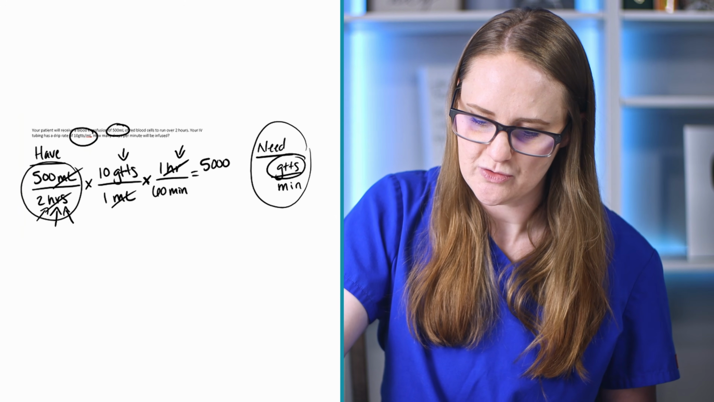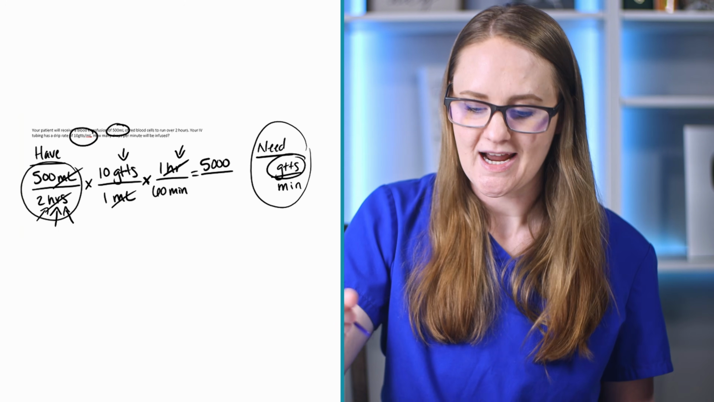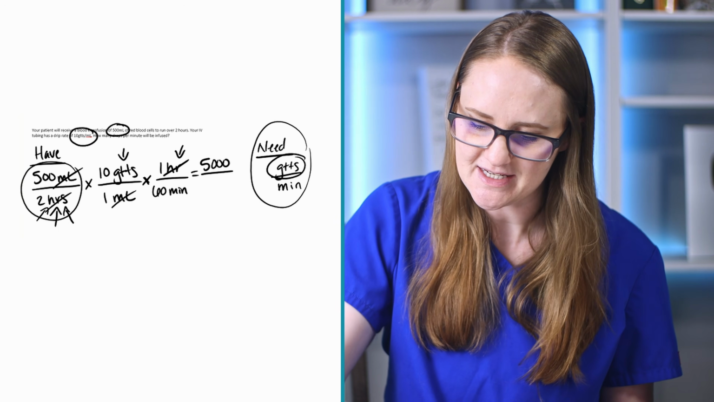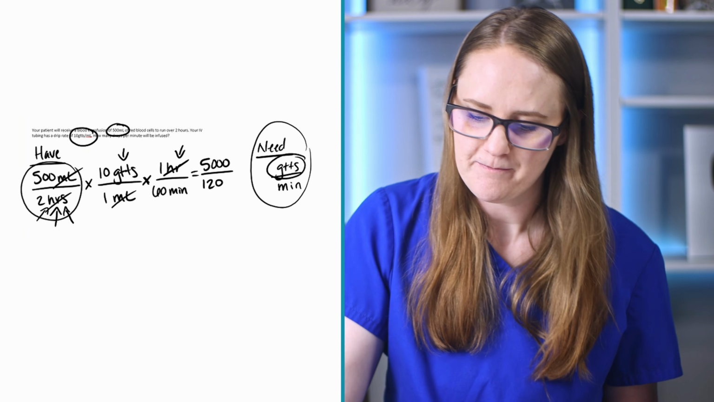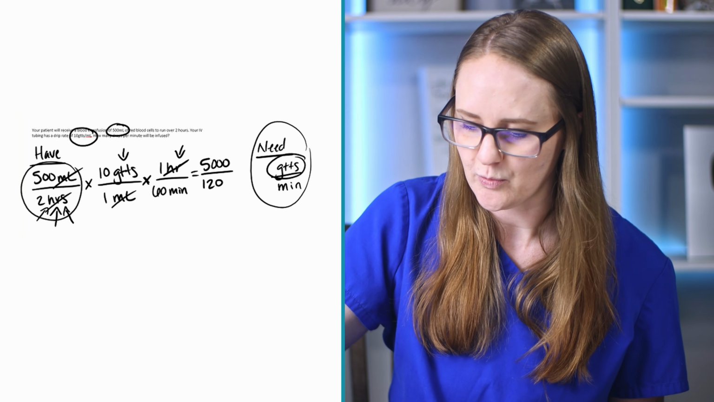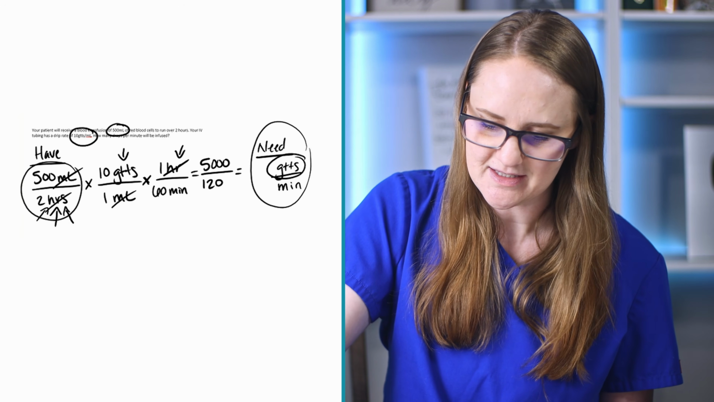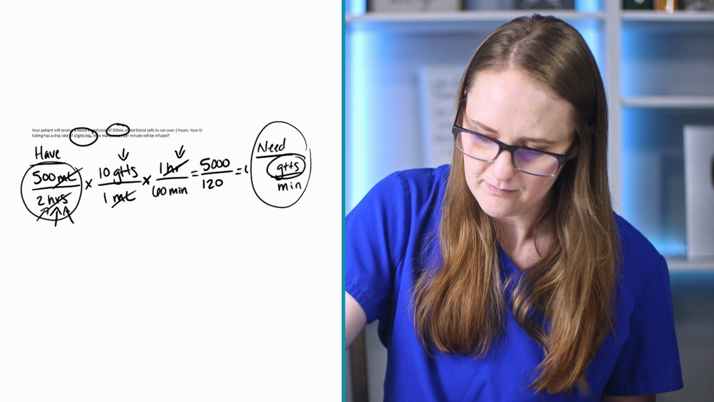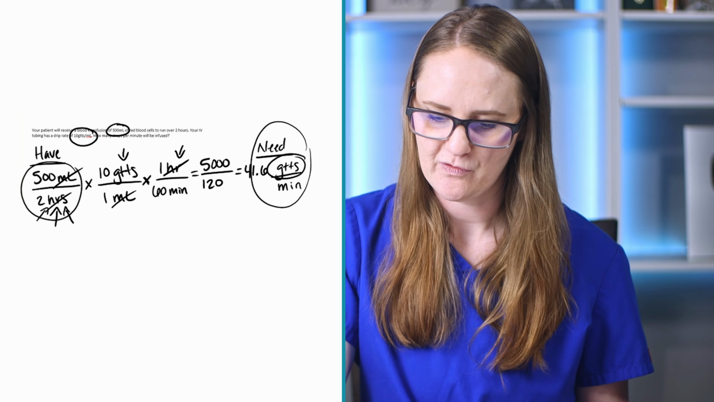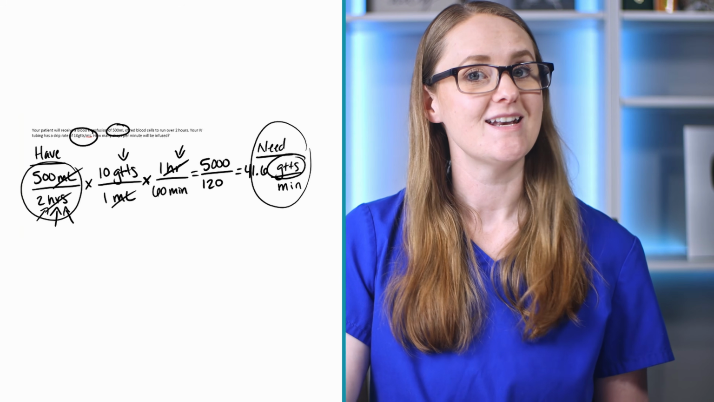5,000. 1, 2, 3 zeros. Divided by 2 times 1 times 60. Okay, so 2 times 1 times 60 is 120. So now we have 5,000 over 120. 5,000 divided by 120 is 41.6. 41.6 drops per minute.